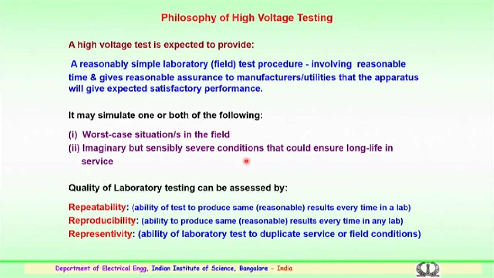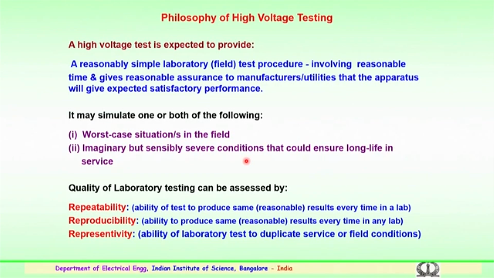So, reproducibility is the second point to be considered. Here reproducibility means the ability to produce the same or reasonable results every time in any lab. So, there is a difference. Repeatability is in the same lab, whereas reproducibility is to see that results are achieved whenever the test is conducted in any recognized lab of internationally equivalent standards.